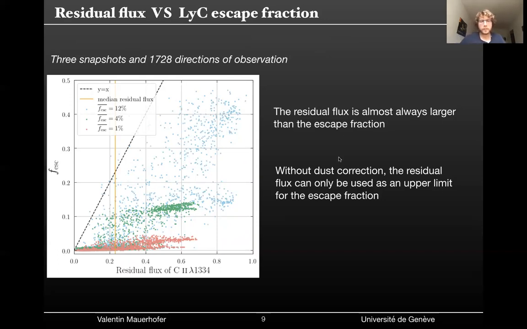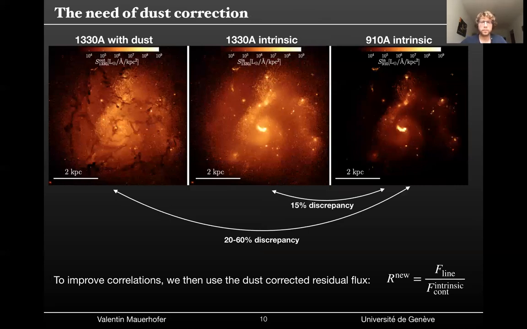correction. One way to justify the need of a dust correction is by looking at the distribution of the sources of the continuum. So here on the left, I have the UV non-ionizing continuum with dust absorption. And this is to be compared with the sources of ionizing photons here. So you can see it's quite different. And there is up to 60%, depending on the direction of observation, 60% of photons that are emitted in regions where there are no ionizing photons.